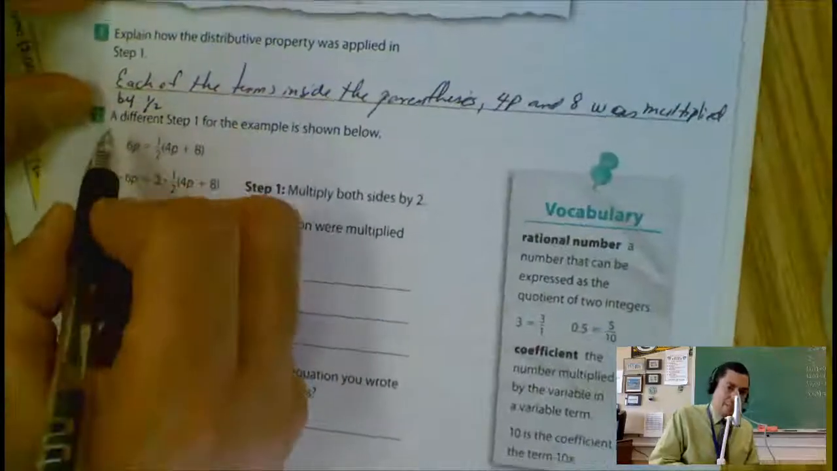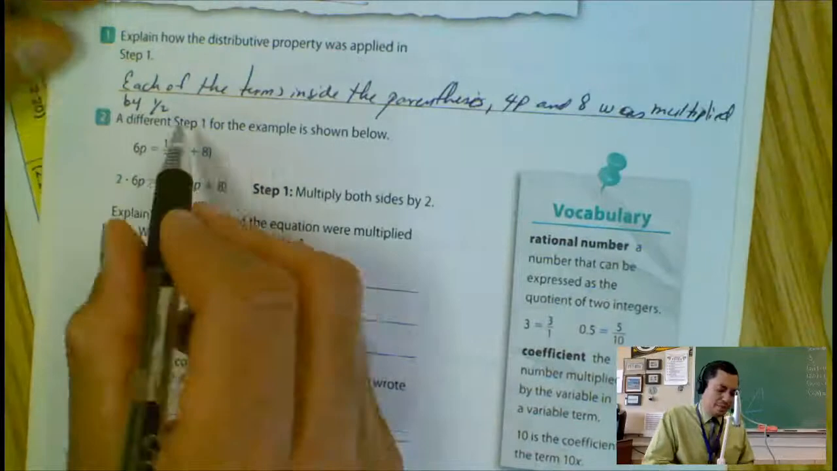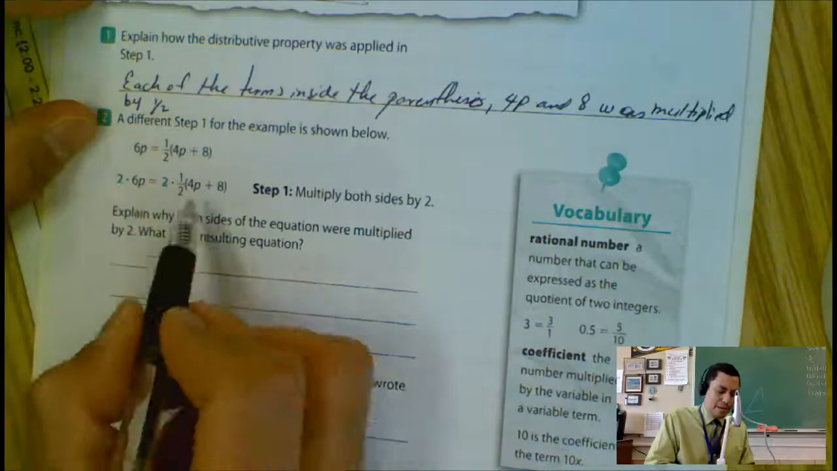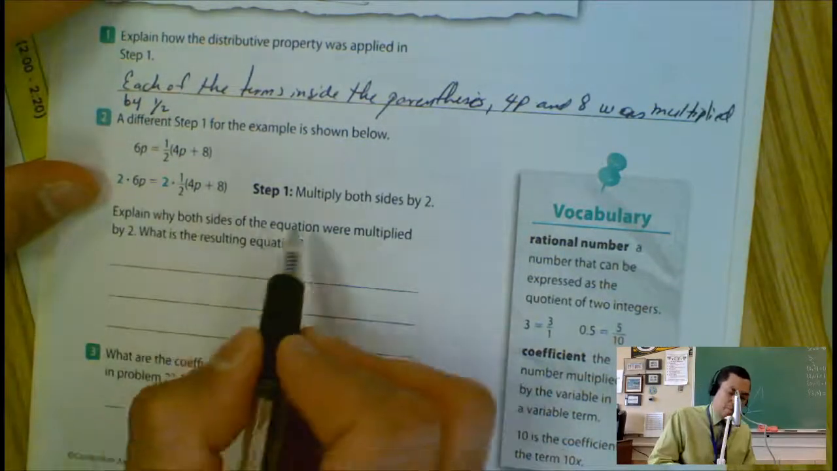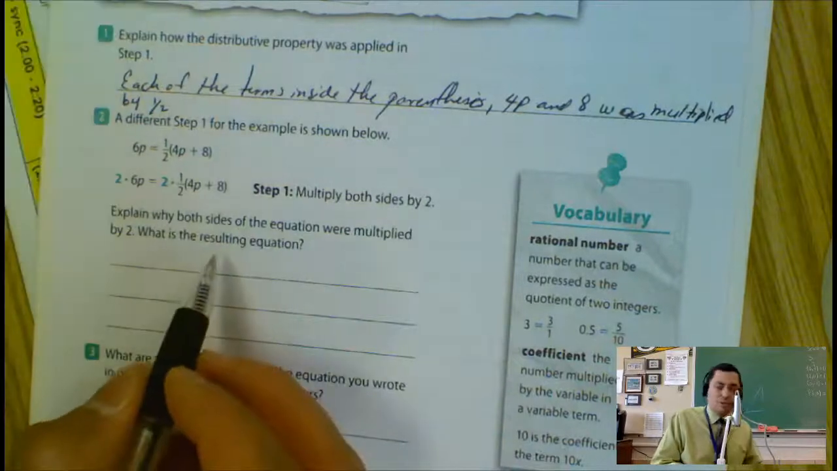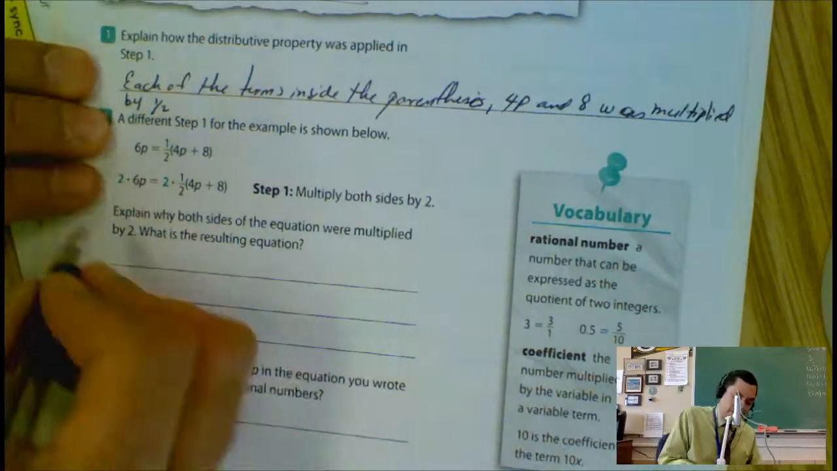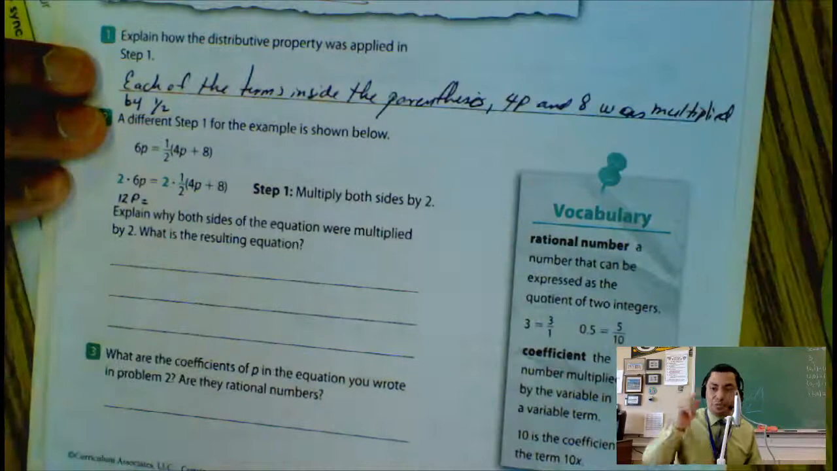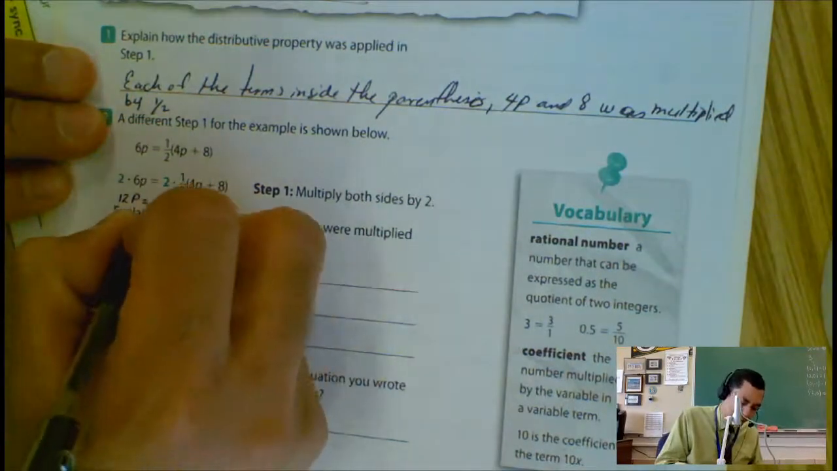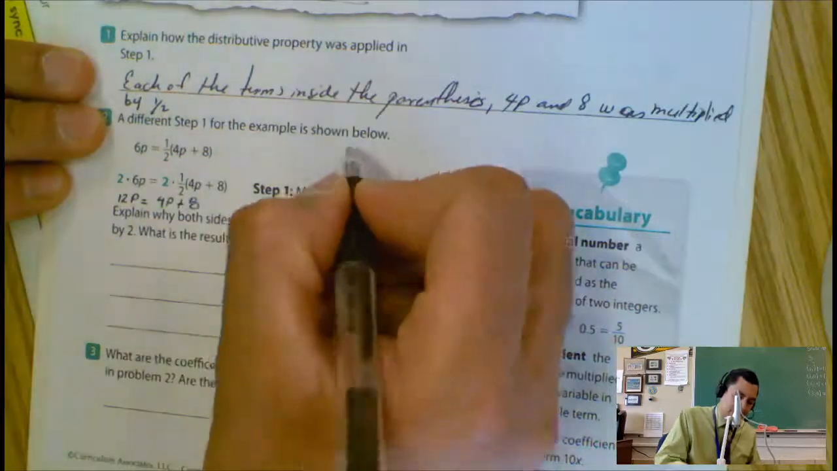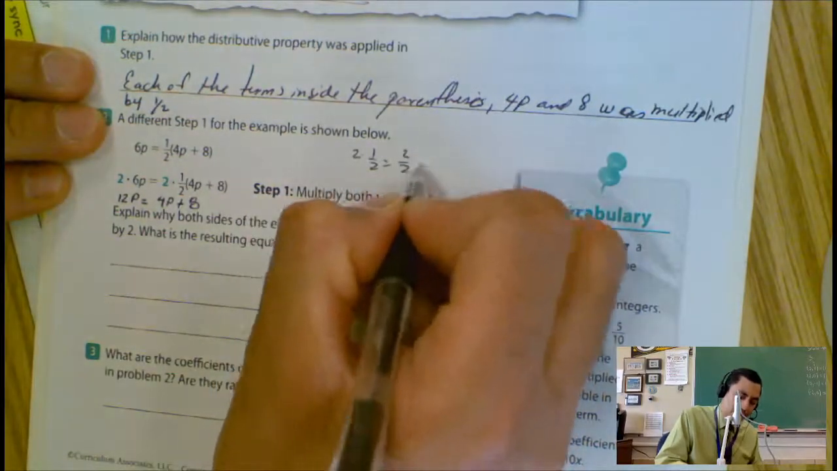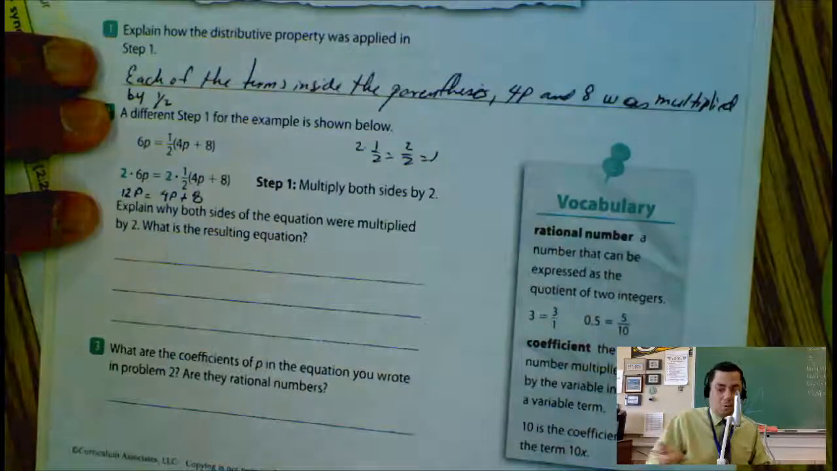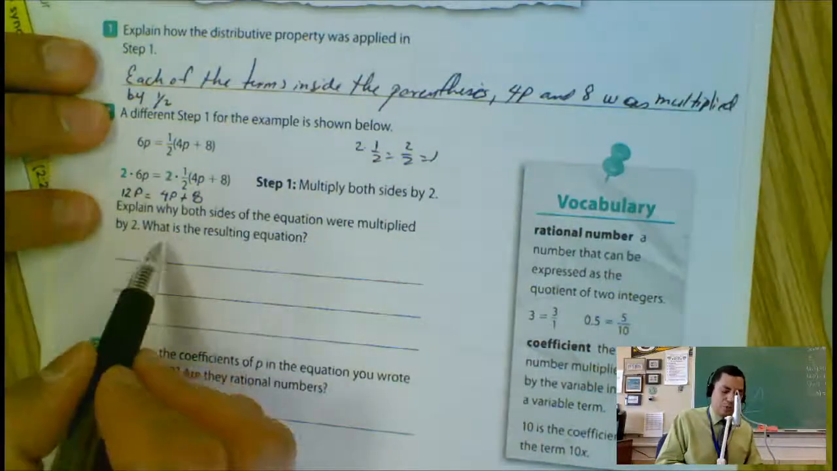Then it says a different step 1 for the example is shown below. So in this case, we multiply both sides by 2, and explain why both sides of the equation were multiplied by 2. What is the resulting equation? If you multiply by 2, you get 2 times 6 is 12p. And then 2 times 1/2 is equal to 1. So you end up with 4p plus 8, because 2 times 1/2 is 2 over 2 equals 1. And 1 is not going to change anything when it's in front of the parentheses. So explain why both sides of the equation were multiplied by 2. What is the resulting equation?